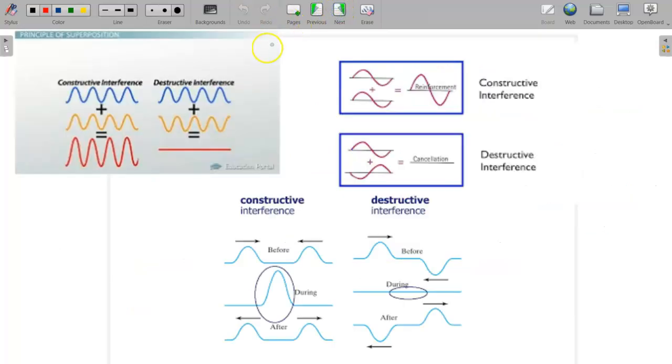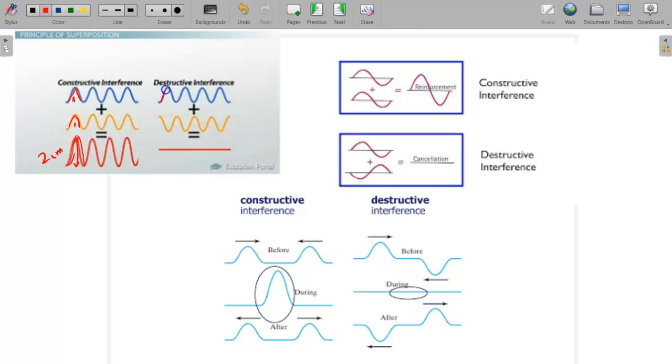A point of zero displacement is called a node. You can see an example of constructive interference. Here is a crest and a crest. When these two crests meet, they construct the wave. Now here is 1 centimeter, here is 1 centimeter. When they join together, it becomes 2 centimeters.